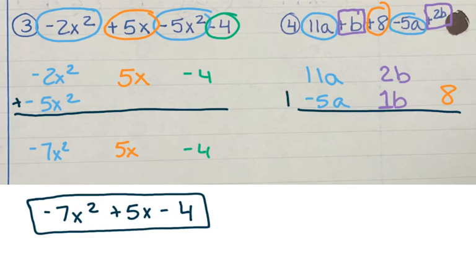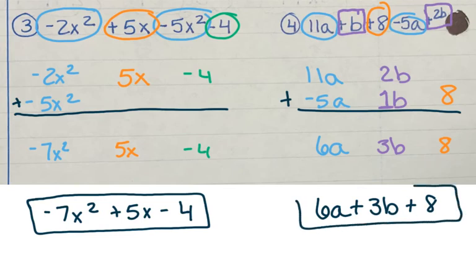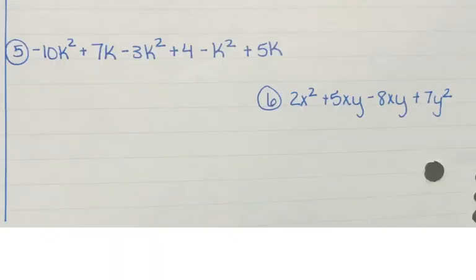And then we want to add these up. So 11 plus negative 5 would give me 6a. 2 plus 1 gives me 3b. And then I have 8 here. So this one would simplify to 6a plus 3b plus 8. Okay, if you are ready to practice some on your own, go ahead and pause the video and try to solve these two, and then we'll see how well you did with that.